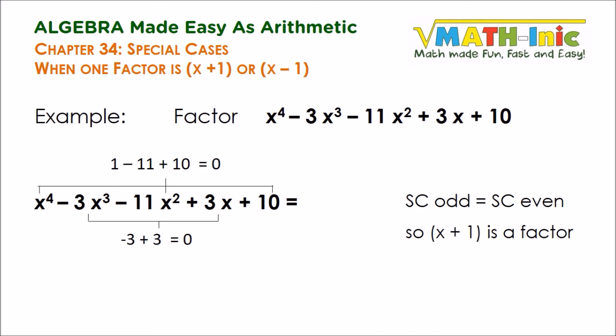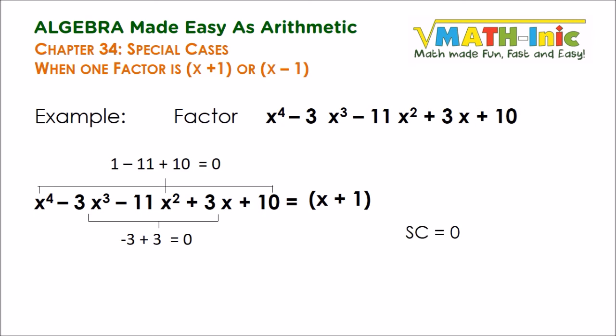If they're equal, then x plus 1 is a factor, right? Since the sum of the coefficients is 0, then x minus 1 is also a factor. And we can divide by x plus 1 and x minus 1 to get the other factor, which is x squared minus 3x minus 10, which can be broken down further into x plus 2 and x minus 5.